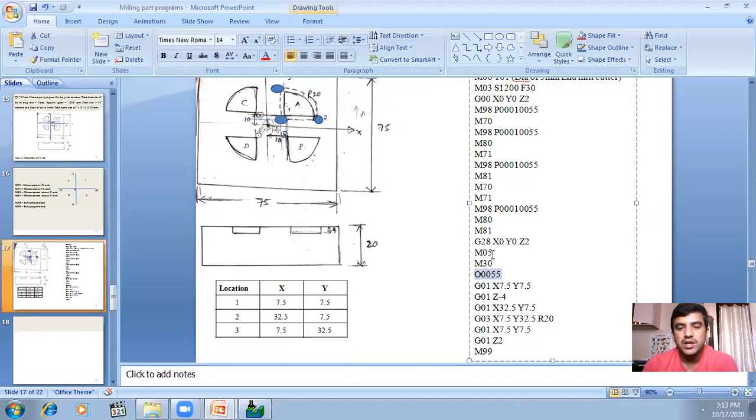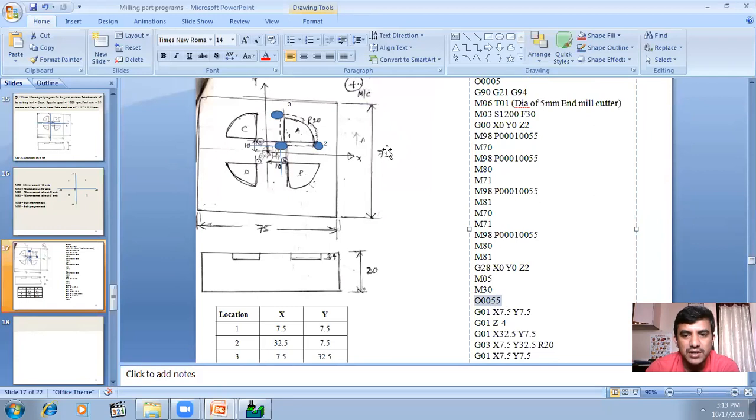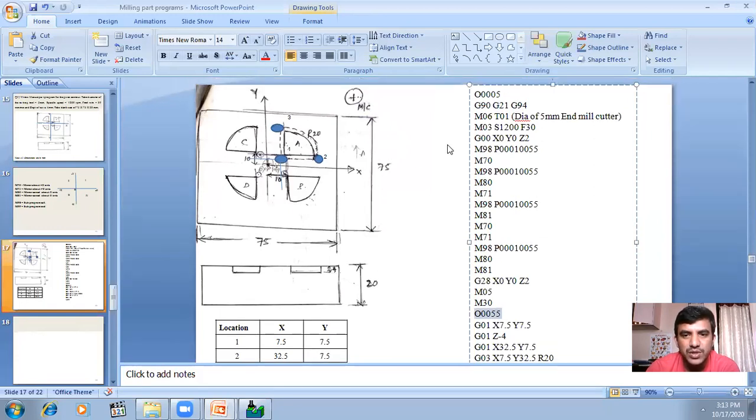Okay. Now we are writing that subprogram at the end of the main program, O0055. After this, where is the tool? The tool is at the horizon of the workpiece. Now we'll write the program for the first quadrant. Move the tool from the horizon to the first location. What type of movement is it? A linear motion. For linear motion, it is G01, X 7.5, Y 7.5. This is the first location.